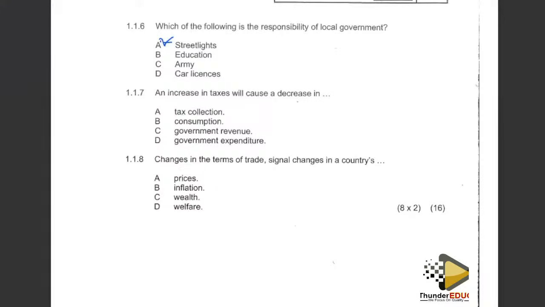So now, right, grade 12s. If we check them, they're saying that an increase in taxes will cause a decrease in consumption. Tax collection is out. Consumption, yes. Consumption, yes. It is correct. See, government revenues is out and government expenditure is out. Why are we saying that an increase in taxes will cause a decrease in consumption?